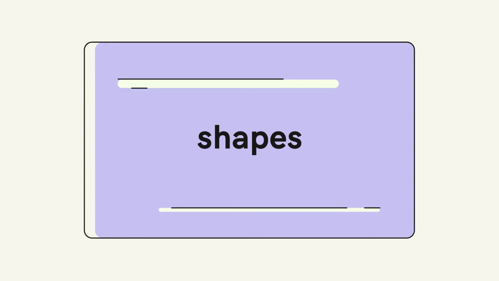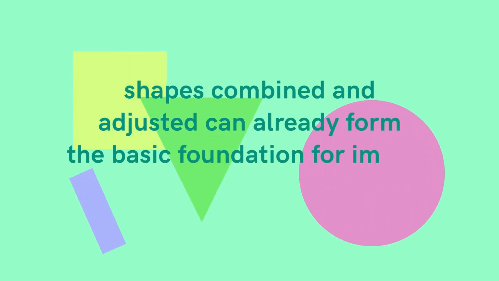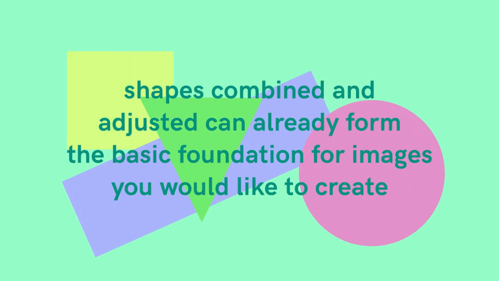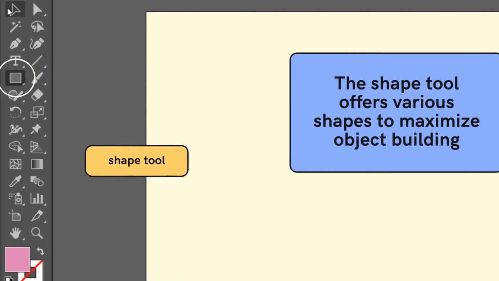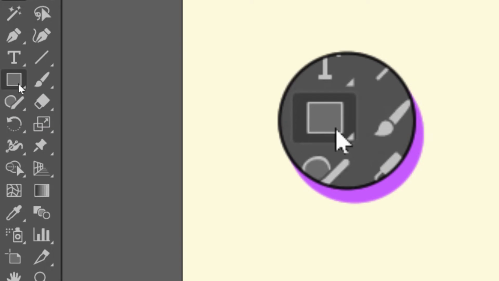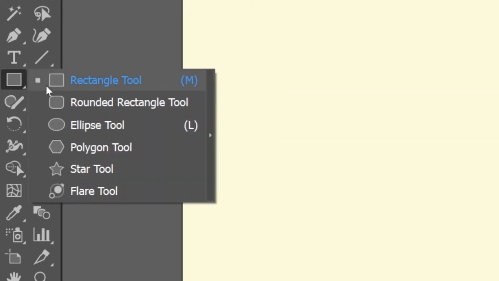A great place to start creating objects is by using shapes. Shapes combined and adjusted can already form the basic foundation for the images you would like to create. The Shape tool offers various shapes to maximize object building. Usually in the tool panel, if there is a white mark at the bottom right icon, it means that you can click to expand to show more tools.